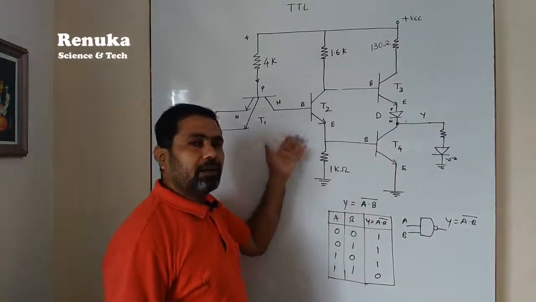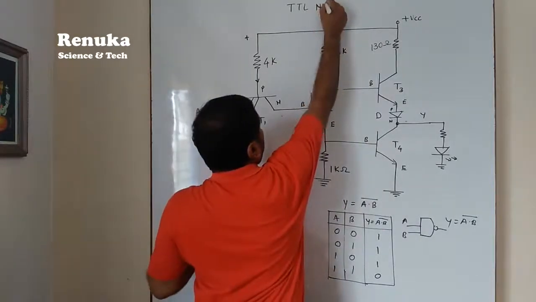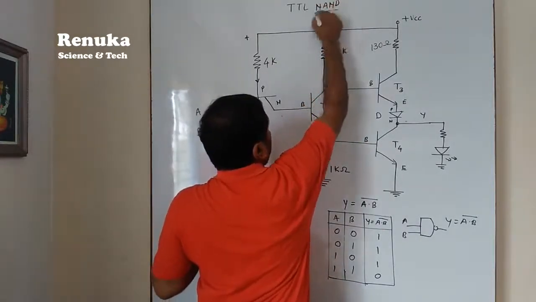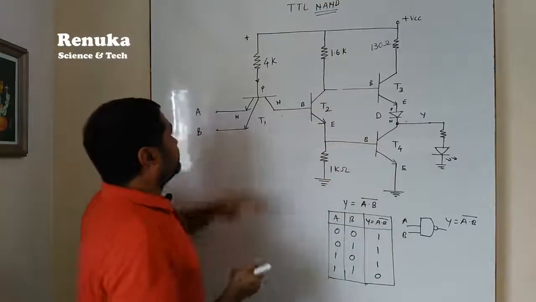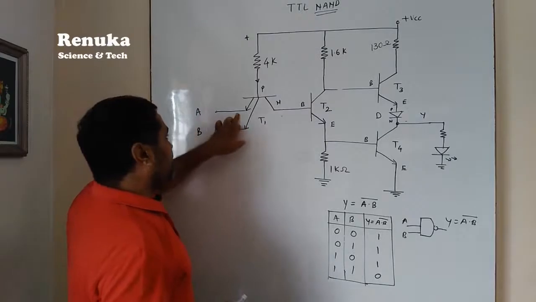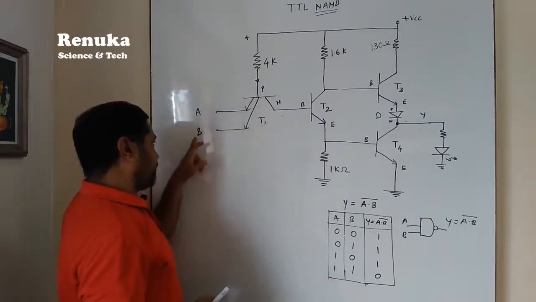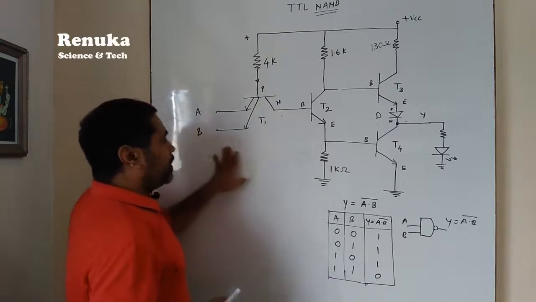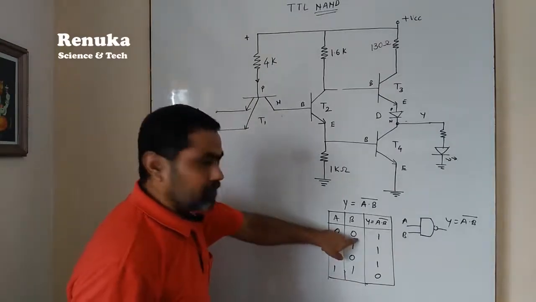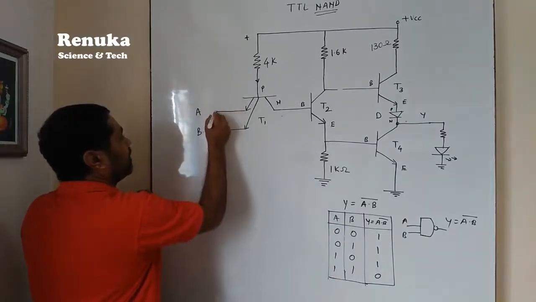Now this is the circuit diagram for TTL NAND gate. So starting from transistor T1, the transistor has 2 emitters. One is connected to input A and another is connected to input B. The first combination is 0 0. That means both these 2 terminals are connected to ground.